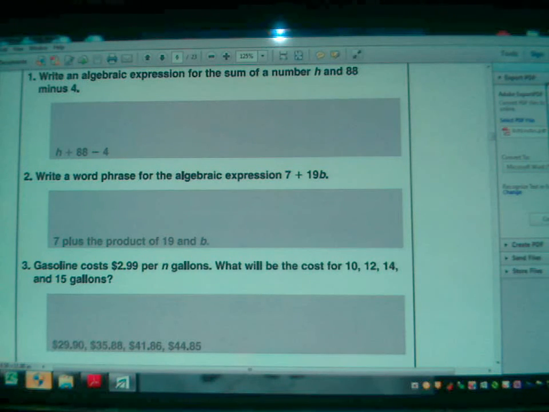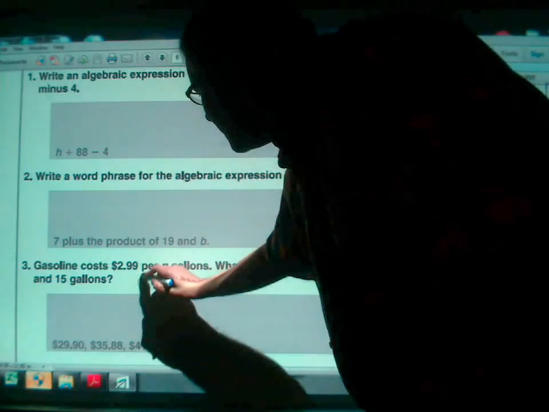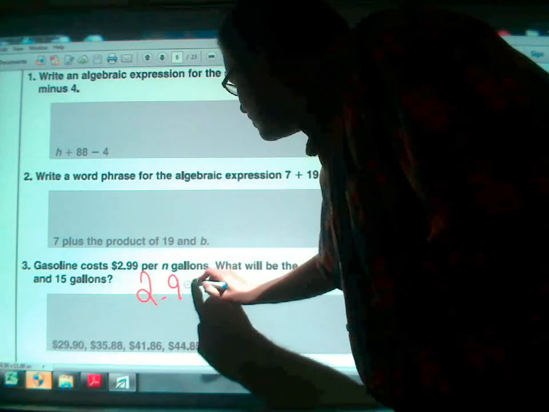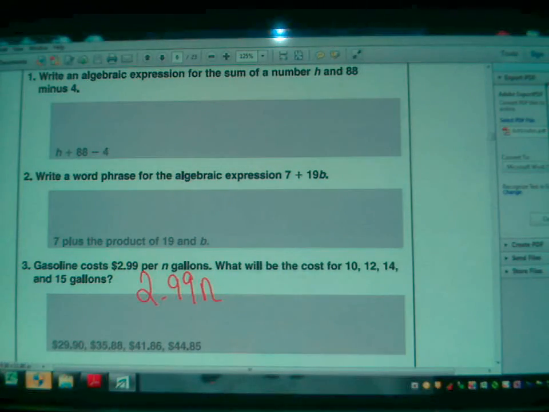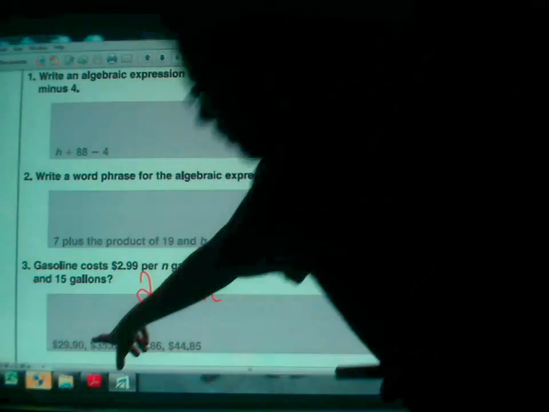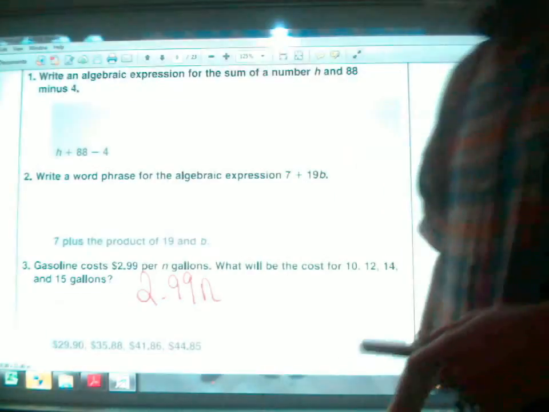So here, I'm talking about n gallons, which is my variable, which is how I'm going to make this an algebraic expression. We did times 1, we did times 2. Here we're going to do times n. So I'm going to do $2.99 times n for my algebraic expression. So now what I'm going to do is plug in each one of those numbers, 10, 12, 14, and 15 for n.